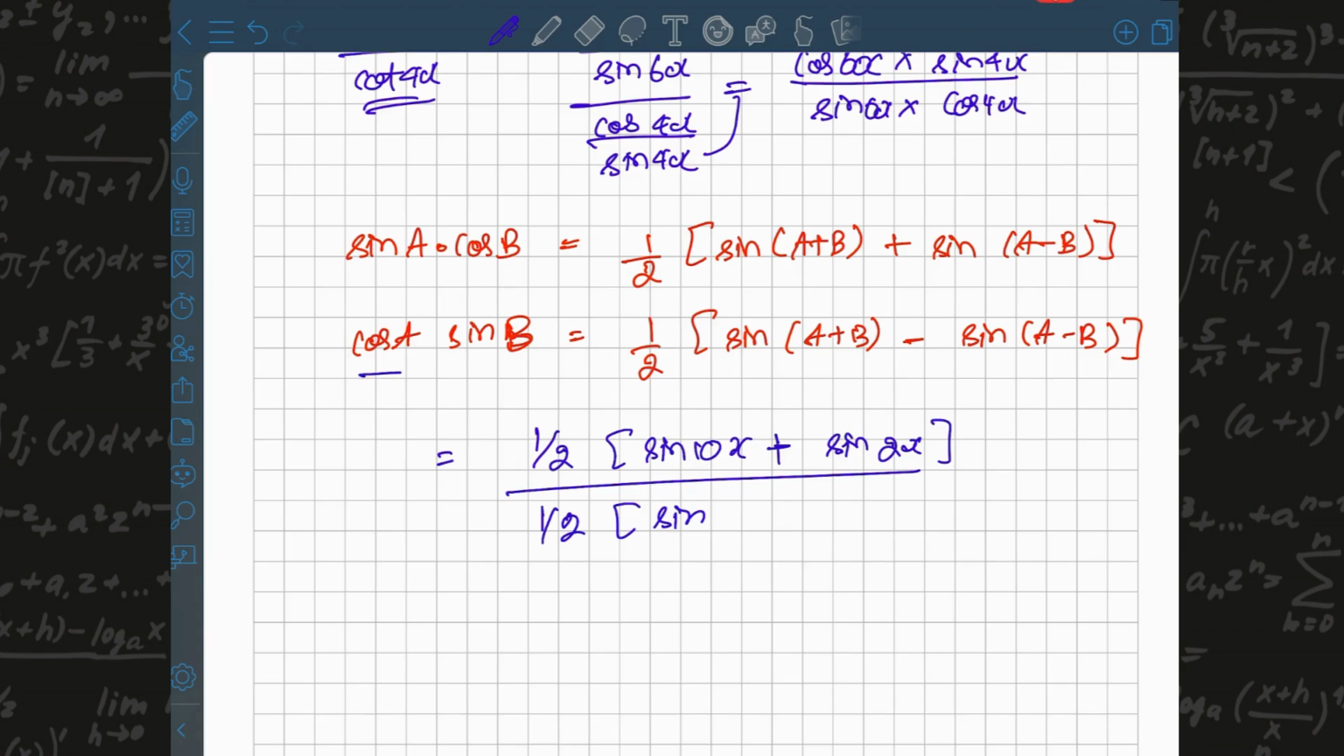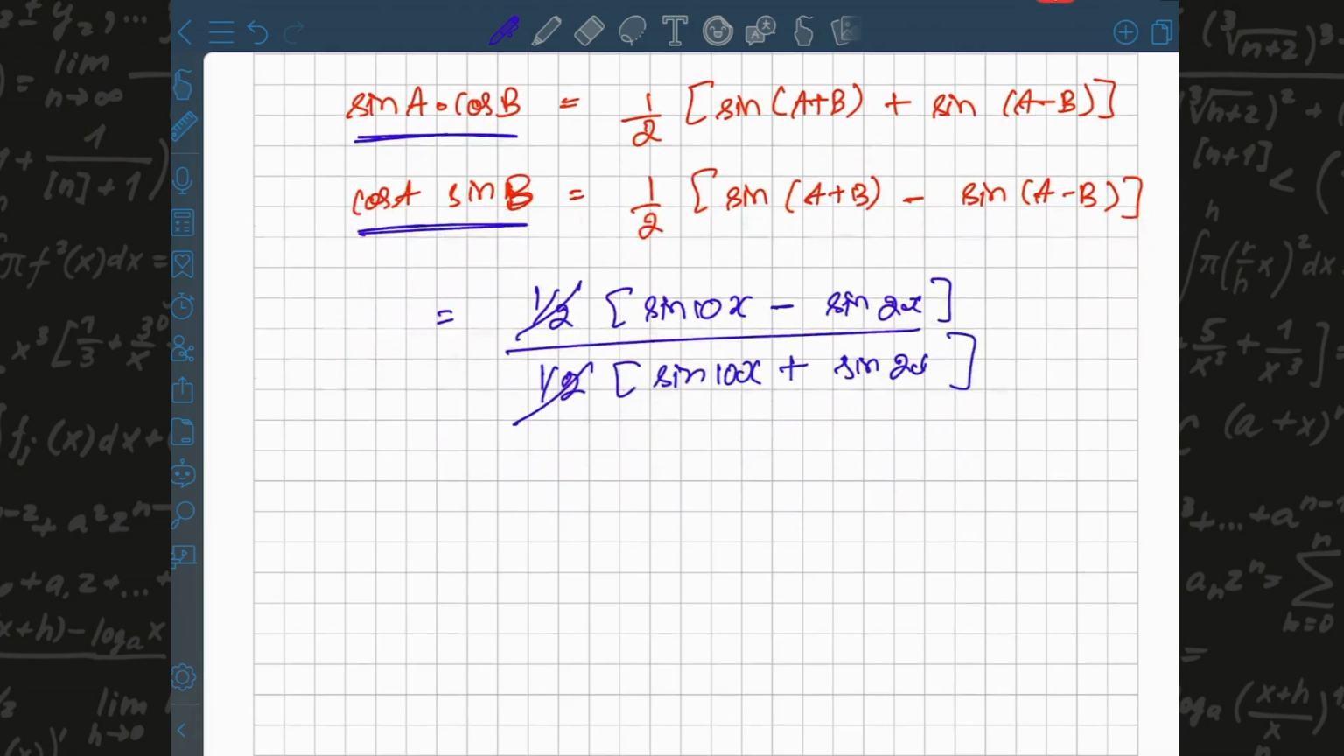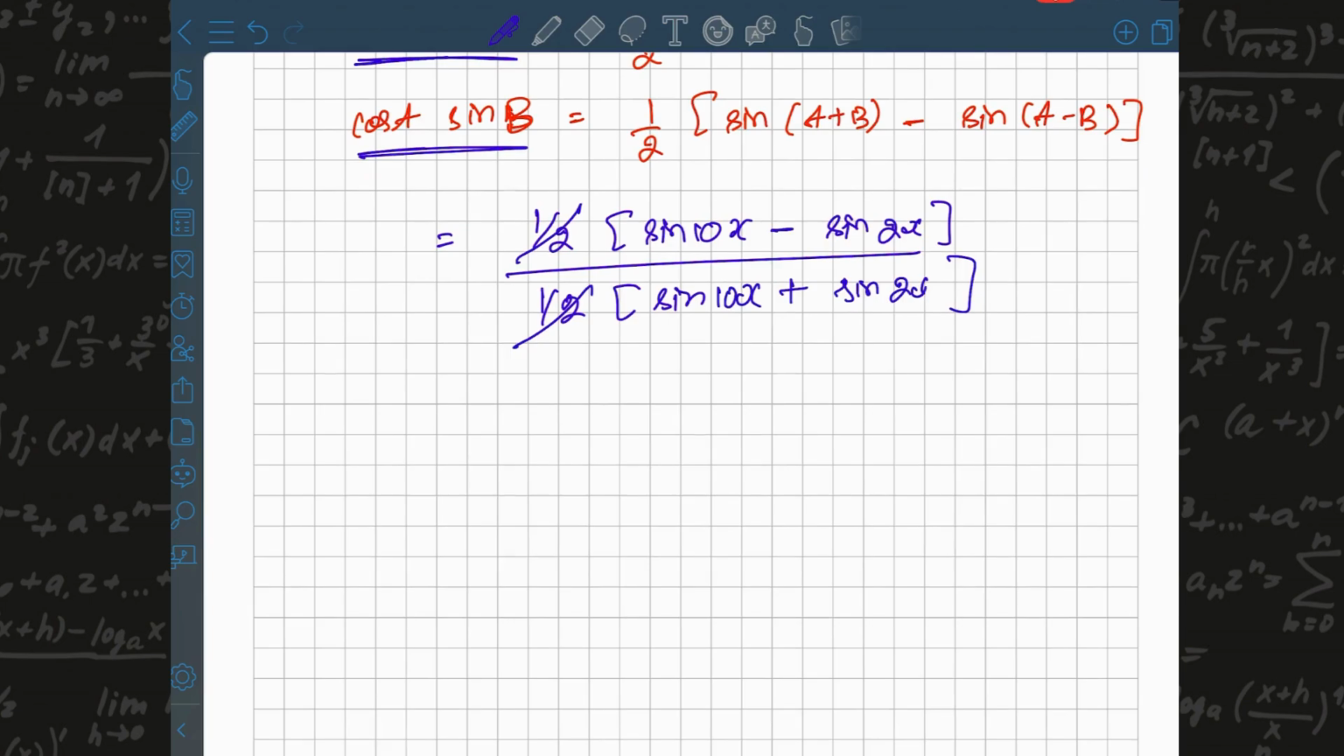it's correct only, we have applied this formula, right? So see, I am also getting confused here, but you guys should not get confused, it's minus only. So here similarly we are applying this here. Okay, so sin 10x plus sin 2x, right? So we got it. We are cancelling these halves, and then we arrive to this.